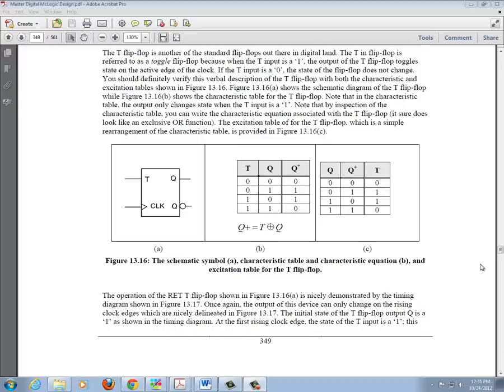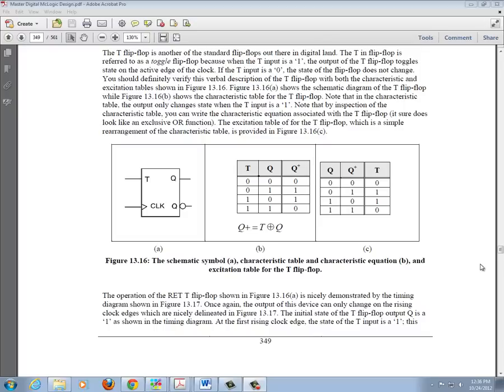These extra gates then allowed the D flip-flop to be edge sensitive instead of level sensitive, which makes it a better circuit, less susceptible to noise. So we did talk about the D flip-flop, but now we're going to talk about two other common flip-flops used in digital design, the T flip-flop and the JK flip-flop.